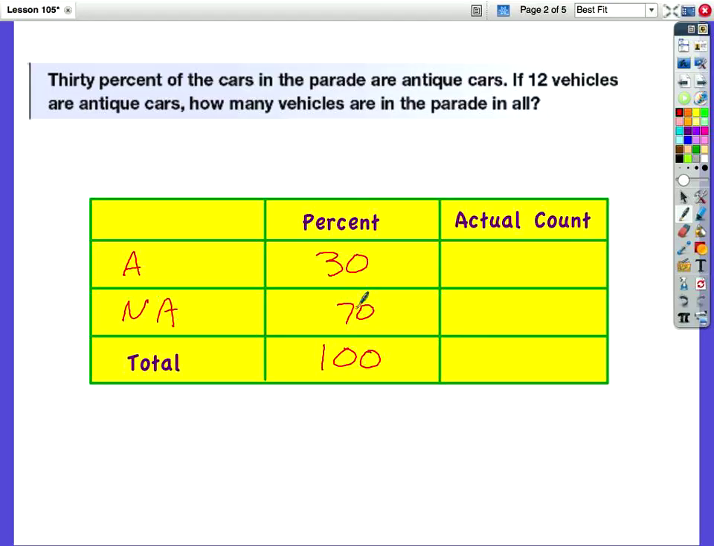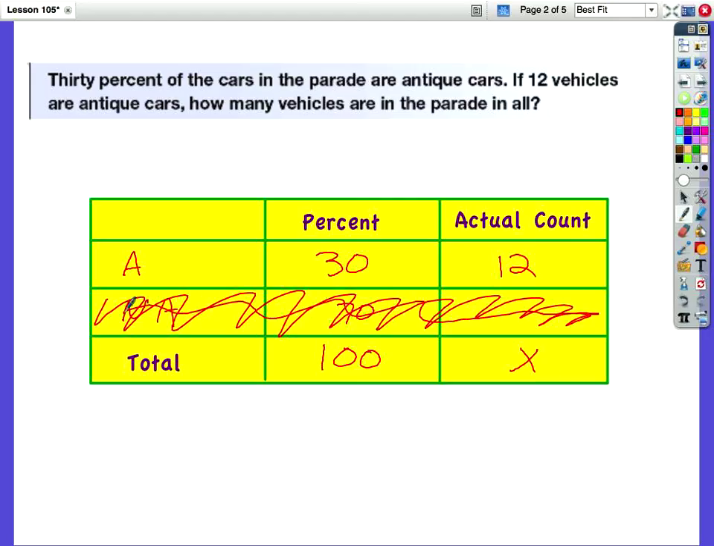Okay? They also told us that 12 vehicles are antique cars. So I know how many are antique cars, and they want to know the total. How many total cars were there? If you look at this, I don't know how many non-antique cars there are, so I don't really need this column. So what I can do is set up a proportion. I have 30 is to 100 as 12 is to what?